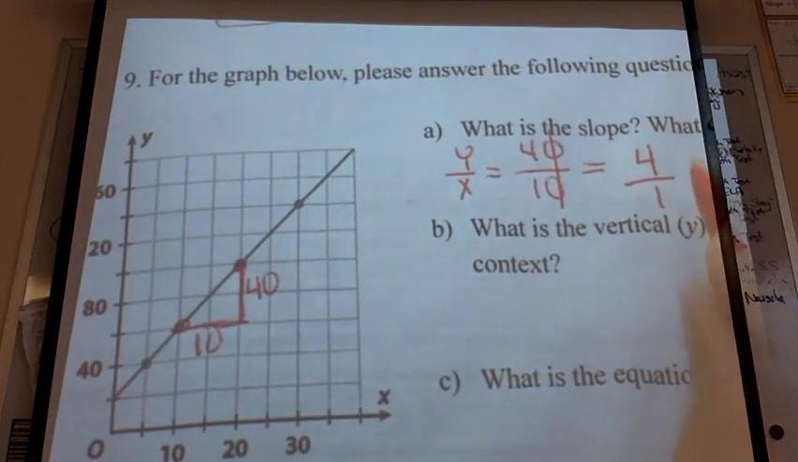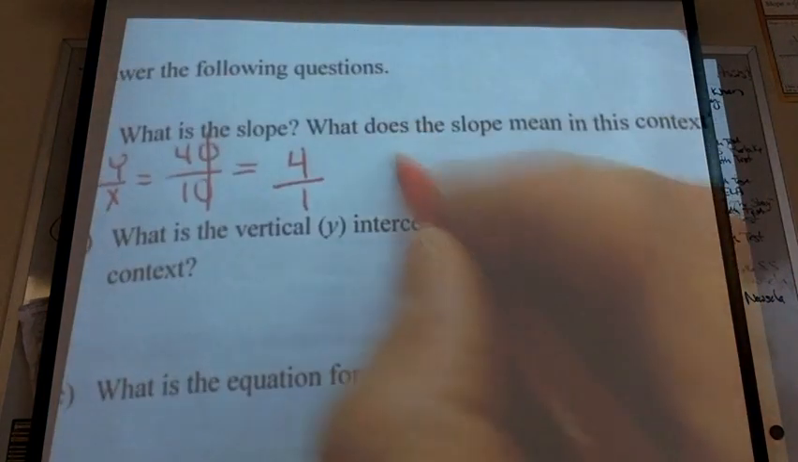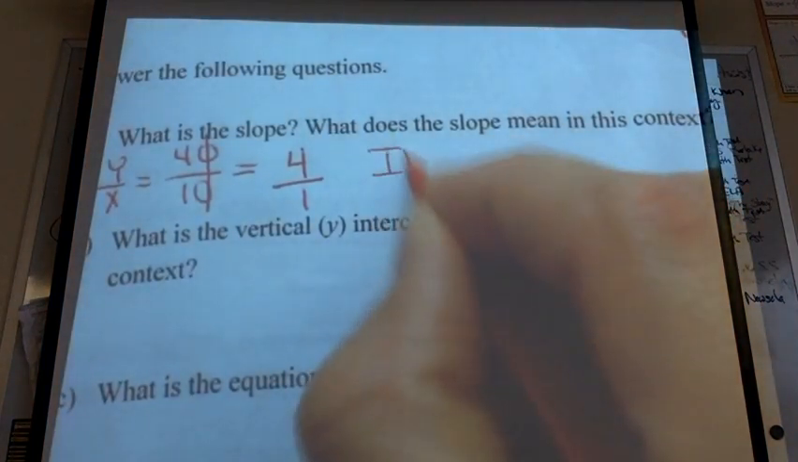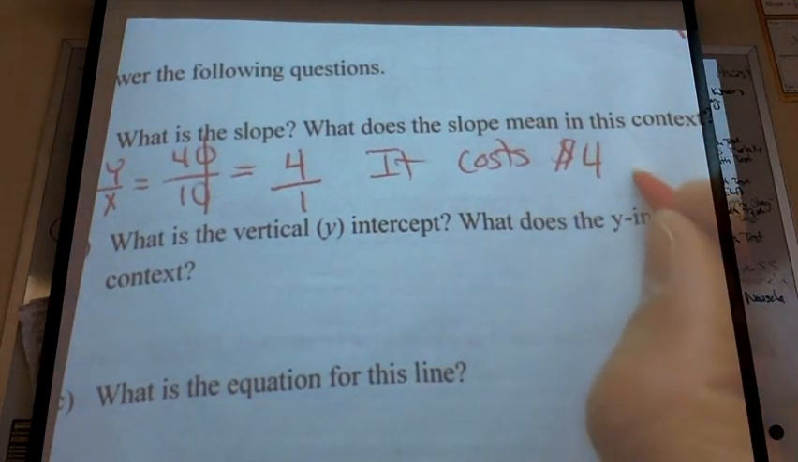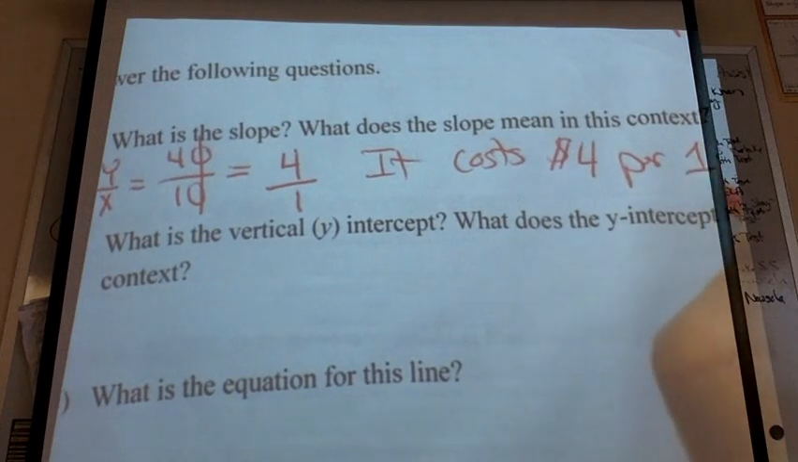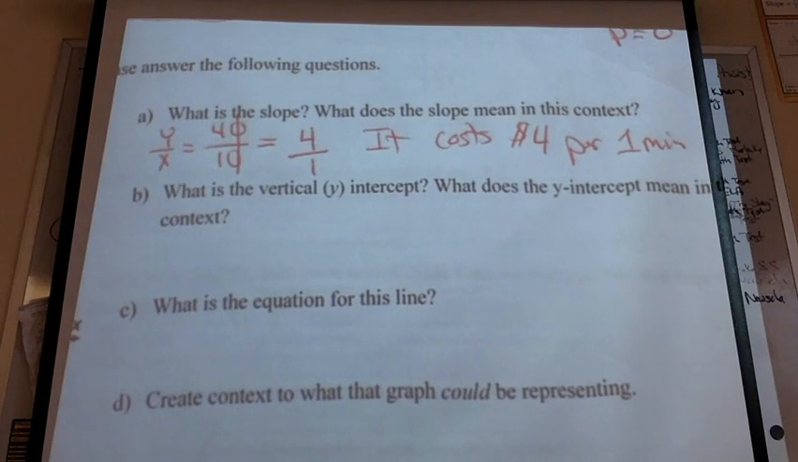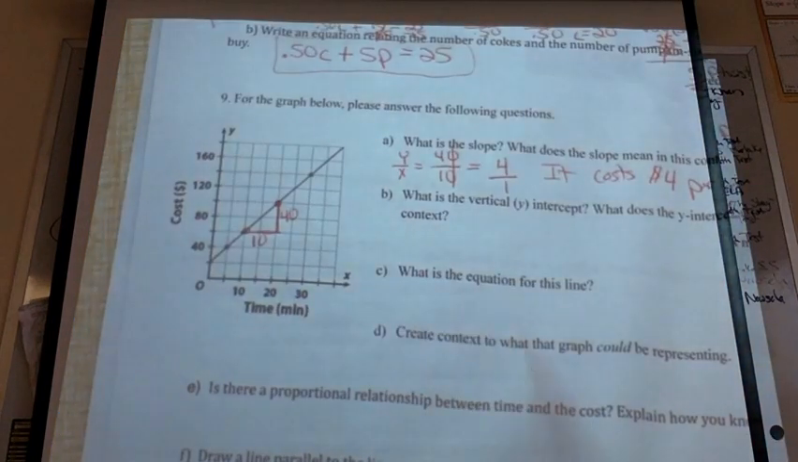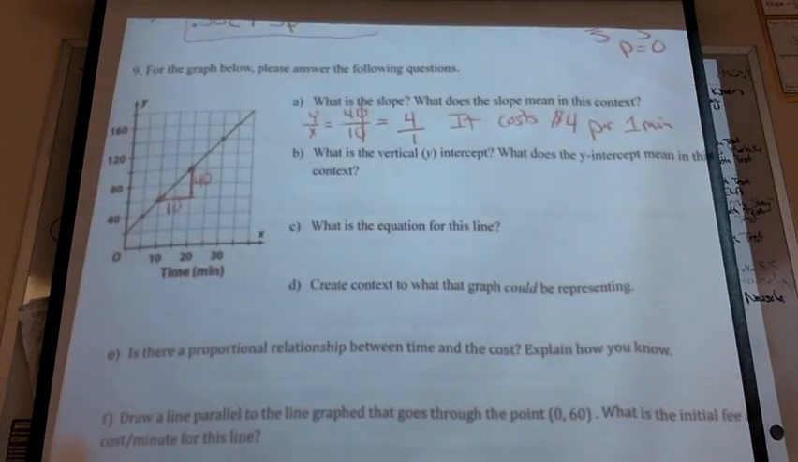So what does the slope mean in this context? You could say it costs $4 per 1 minute. For every minute, it's going to cost you $4. Notice on this chart, it doesn't tell us what it's referring to. We just know it's based on time, and that's what it costs. Keep that in the back of your mind. We're probably going to have to come up with a title for what this context could be about.